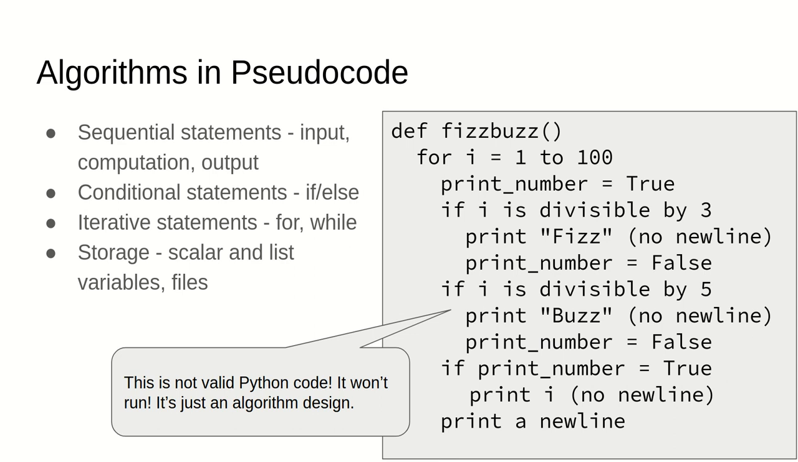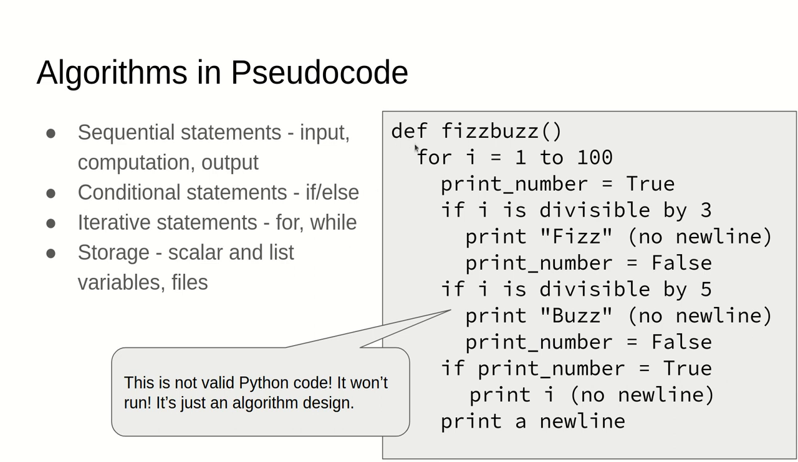The types of things that you'll see in pseudocode are sequential statements, like input, doing computations, and output; conditional statements, like our if-elses; iterative statements like looping with for loops, or we'll later see while loops; and storage, meaning variables. But the way that those variables are expressed may be different than the details of exactly how they're done in the language.